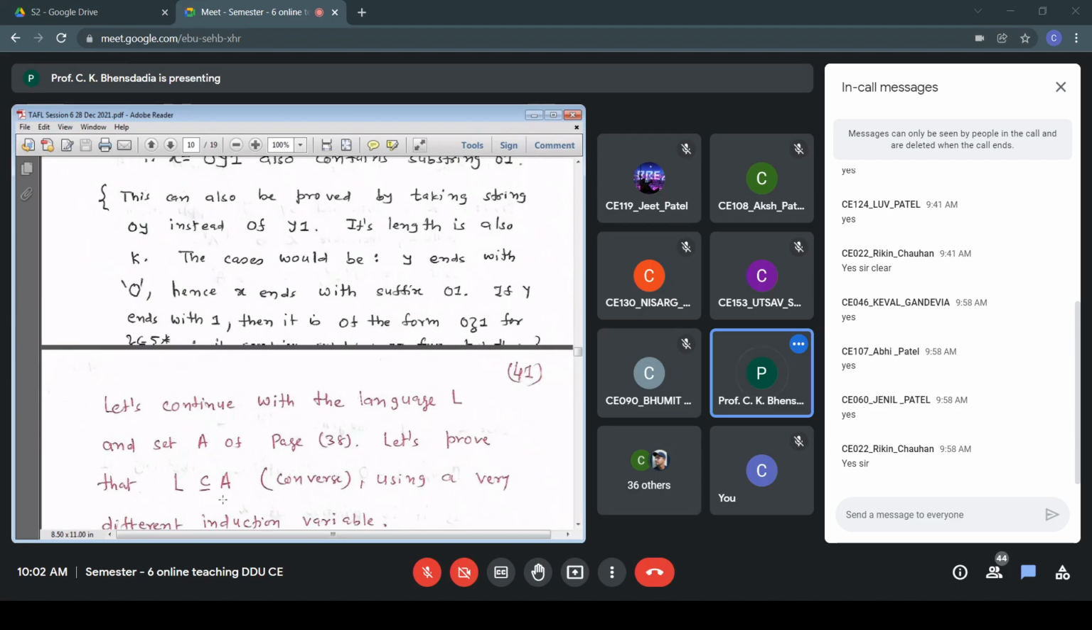Here, we'll take the induction variable as the number of times rule 2 is applied in generating a string in L. That will be our induction variable. A very different induction variable: the number of times rule 2 is applied in generating an element in L.